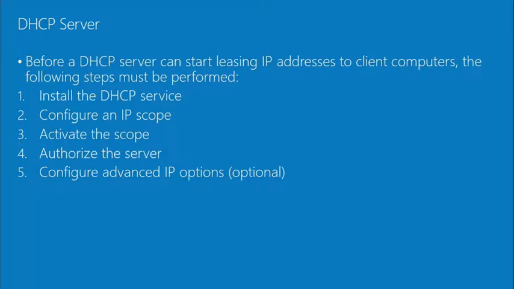Well, first of all, you need to install the DHCP role service. You need to configure an IP scope, so a range of addresses that the server will host. Once you configure the scope, you need to activate it. So you basically need to click that button that says, hey, let's go ahead and allow these addresses to be leased out. You need to authorize the server. Basically in your environment, say, hey, this is a valid DHCP server.